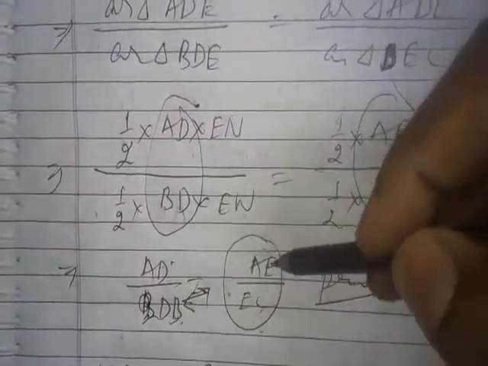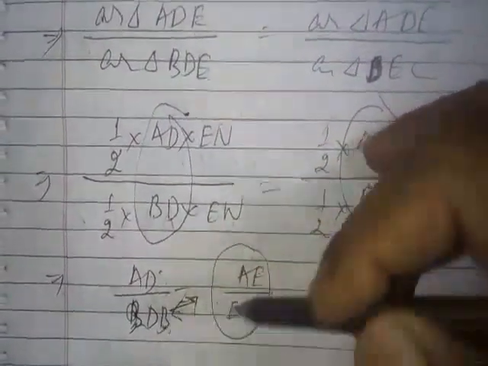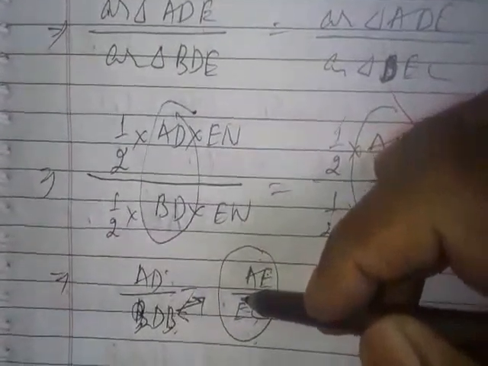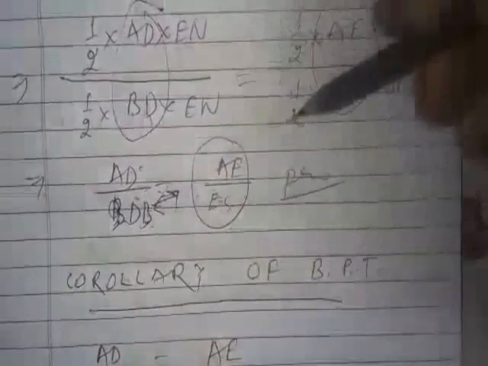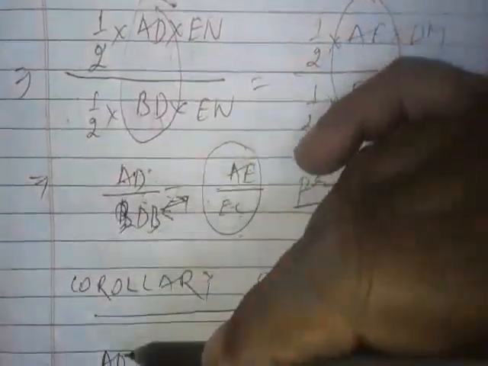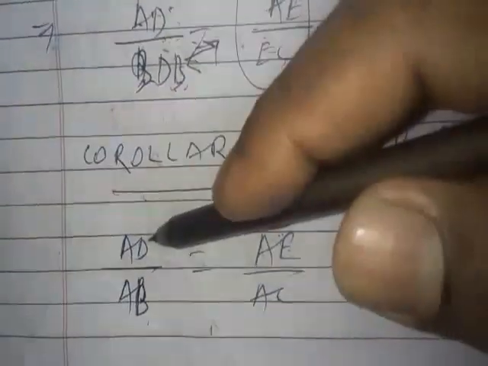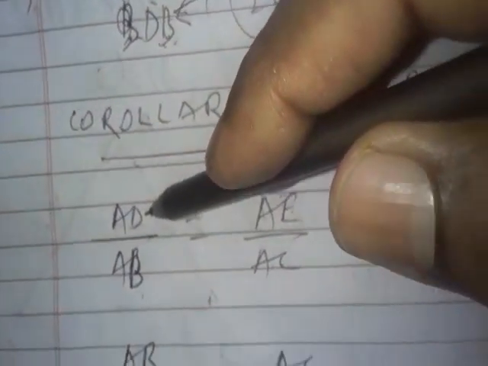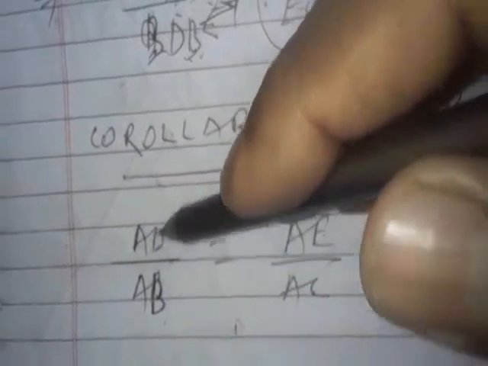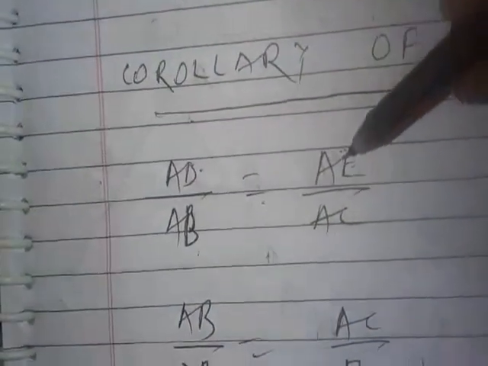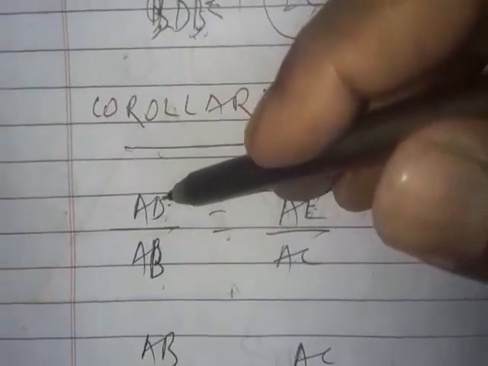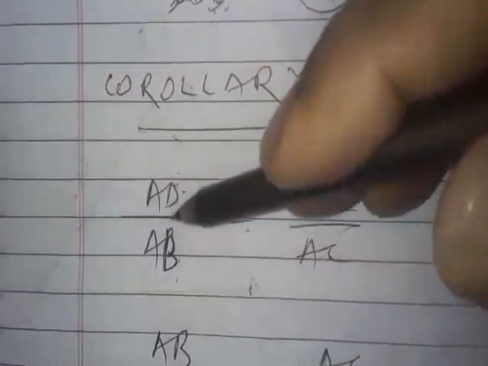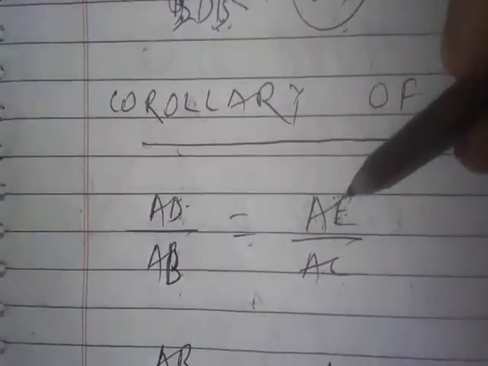On the basis of these two ratios, we can obtain the corollary of BPT. The corollaries of BPT are AD by AB and AE by AC. It means that the ratio of the upper line segment and the whole line segment is equal to the ratio of the upper line segment and the whole line segment in both the cases.